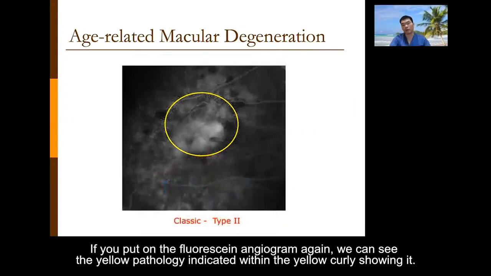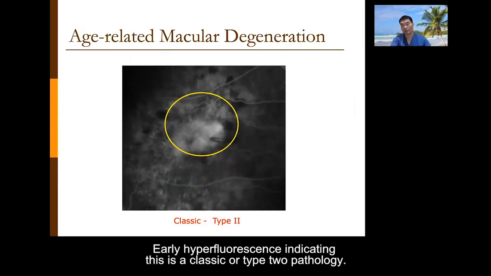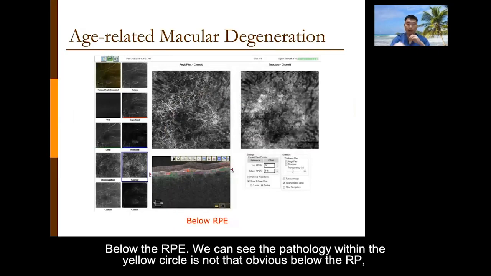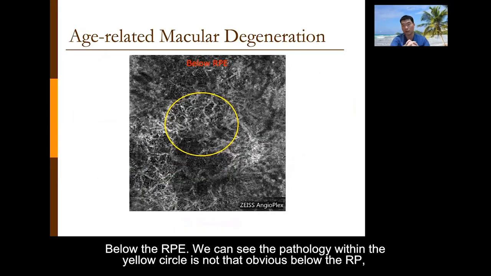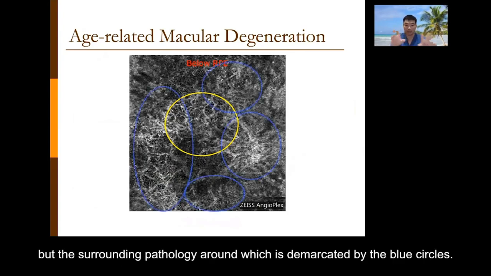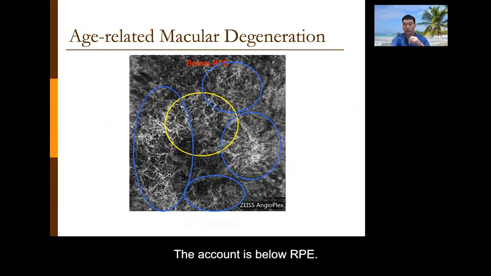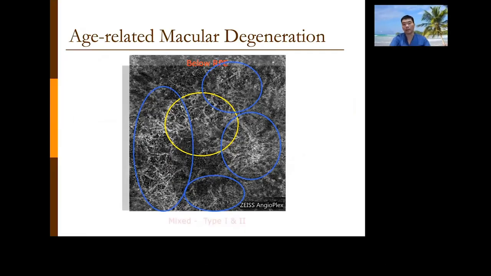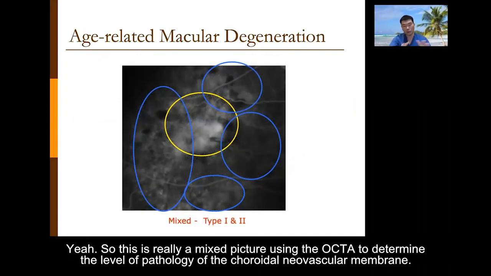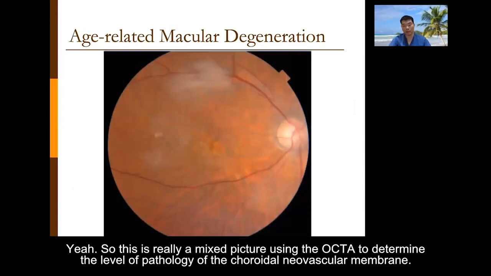If we put on the fluorescein angiogram slab again, we can see the pathology within the yellow circles showing early hyperfluorescence, indicating this is a classic or type 2 pathology. Going below the RPE, the pathology within the yellow circle is not that obvious, but the surrounding pathology, demarcated by the blue circles, which is the occult or below-RPE or type 1 occult pathology, is actually more obvious. So this is really a mixed picture, using the OCTA to determine the level of pathology of the choroidal neovascular membrane.